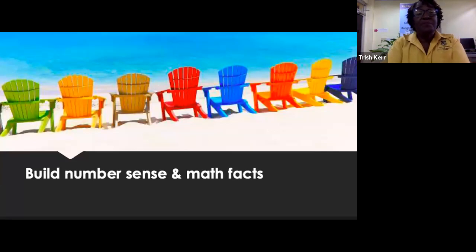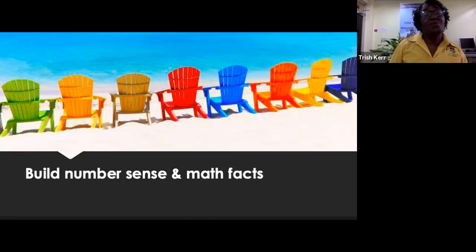You may say, if you stand facing the ocean, how many chairs would you pass if you start from your left? And so they're understanding left and right. Because in math, when you're adding, it's from right to left. So they have to understand direction. So you may say, how many chairs will you pass before you get to the red chair?